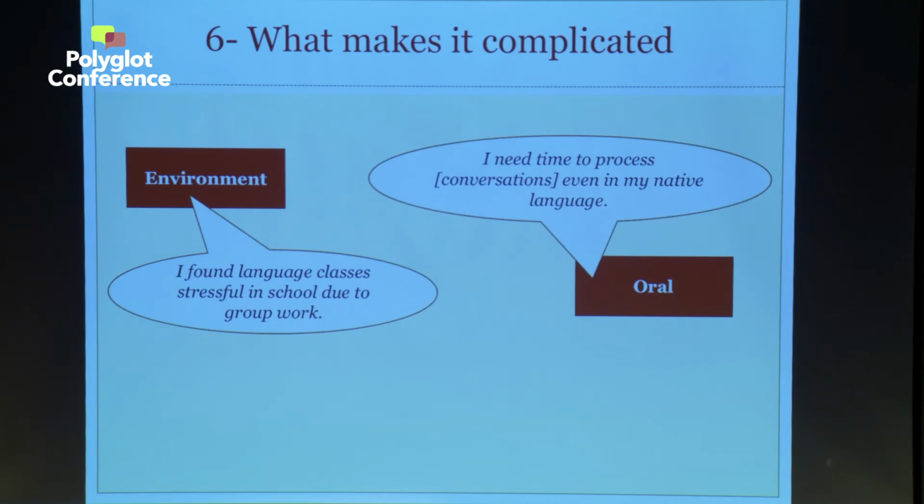Another thing that was a problem was all the oral component of the languages, so speaking and listening to spoken language. For example, I need time to process conversations, even in my native language. And that's something that came up a lot, that the problem was just to process the conversation, that everything was often going too fast, and so it's hard to understand the spoken language. But another problem that was often encountered was that it was difficult for them to distinguish words in the sounds and in the noise.